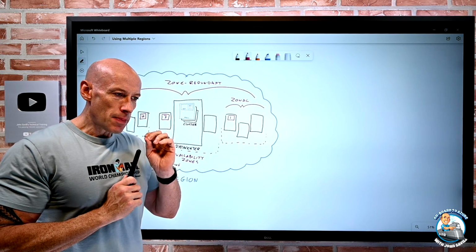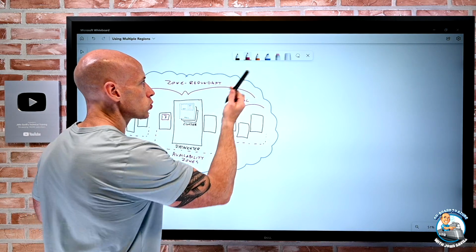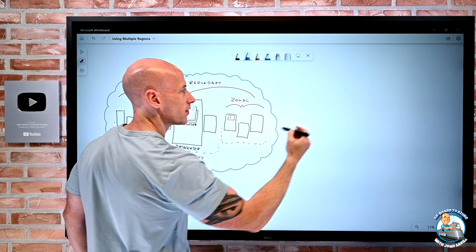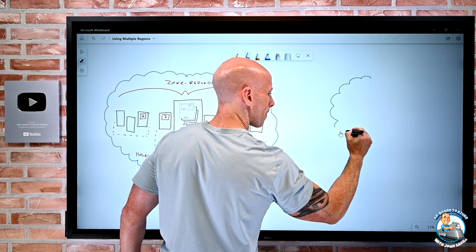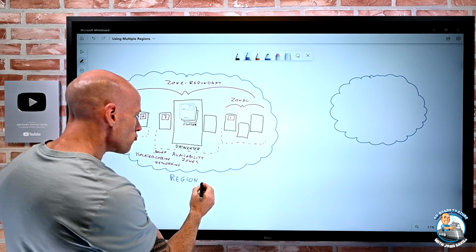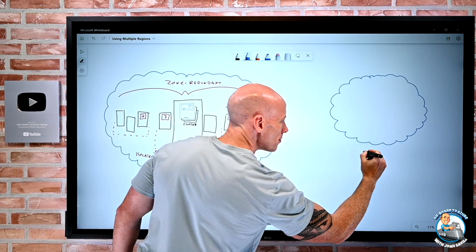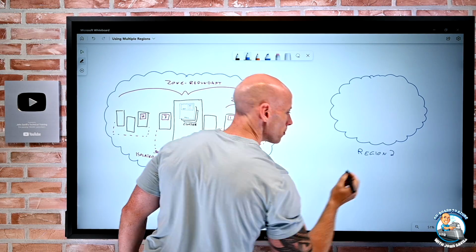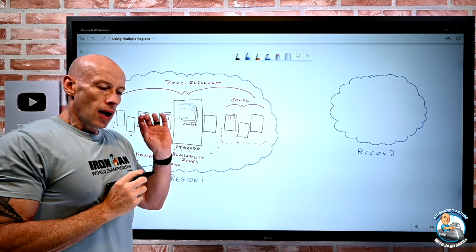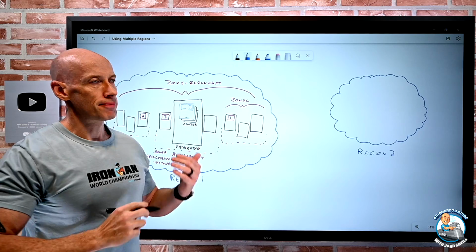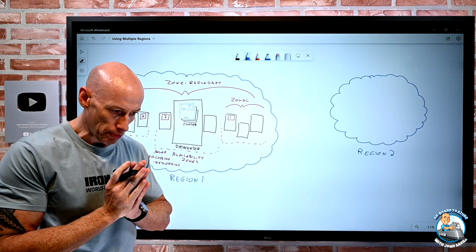Because as soon as I think about another region, okay, so that was one region, but now I'm going to think about, okay, I'm going to have another region. So if this was my region 1, well, now I'm doing region 2. And the problem becomes that light is really just not that fast. It's not fast enough for what we want.